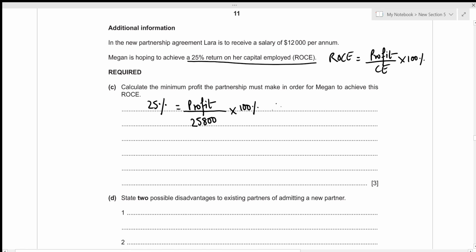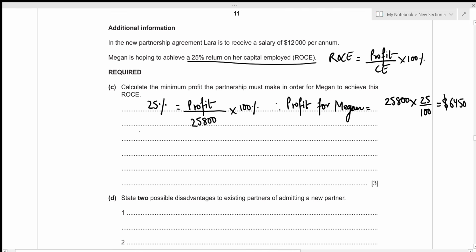Now the profit for Megan. So this is just the profit for Megan, right? Since we are only considering the capital employed for Megan. So this is going to be 25,800 into 25 by 100, which gives us the profit of 6,450 for Megan.